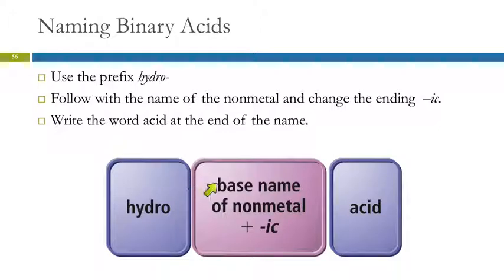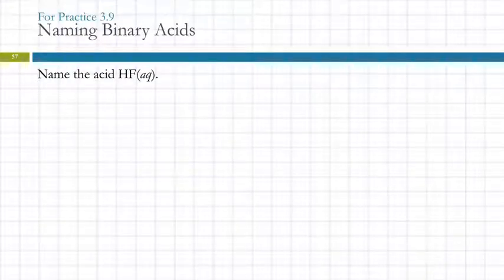Okay, so hydro blank acid. We change the ending of the name, not to "ide" like we've been doing, but "ic." So let's look at this. Here we have HF, and it says (aq) after it. Because we're trying to be technically correct, we would only name this as an acid when it's dissolved in water. It would be hydrogen monofluoride if it was a gas. But here it's named as an acid.